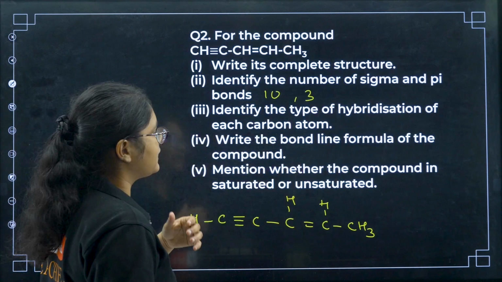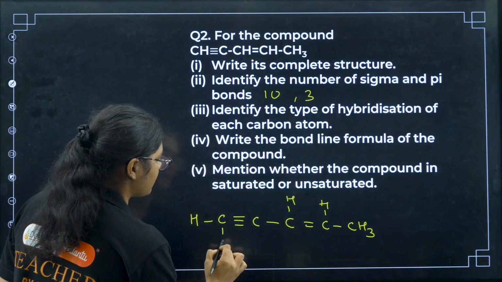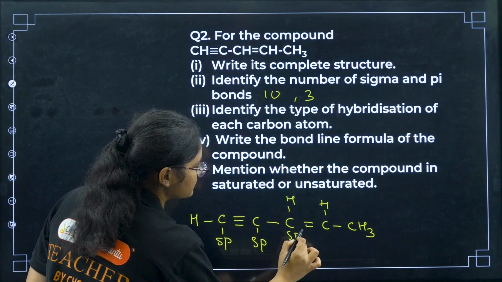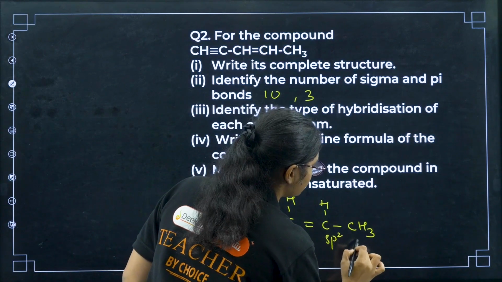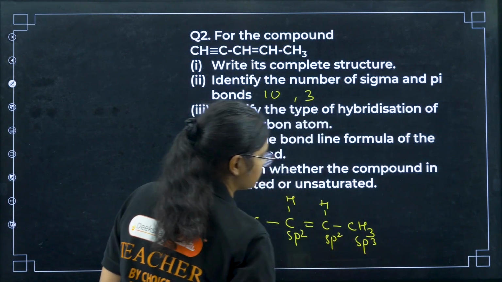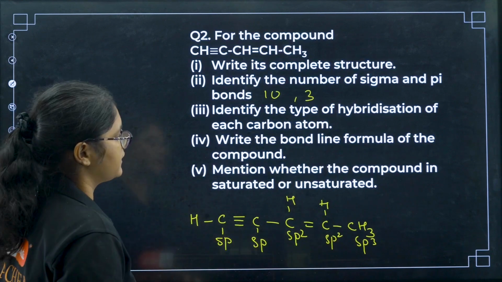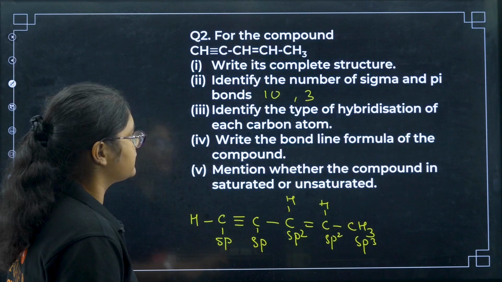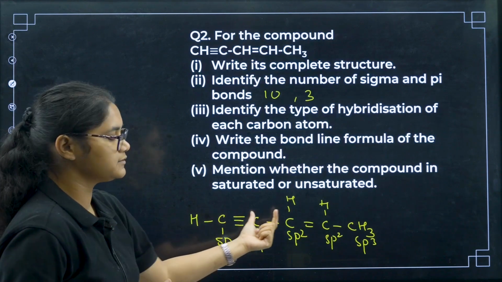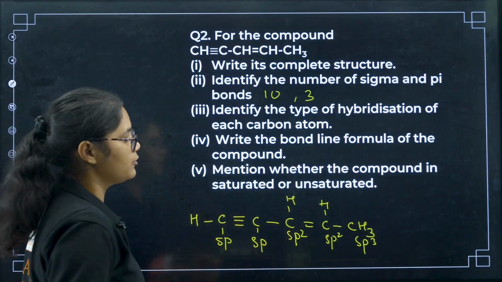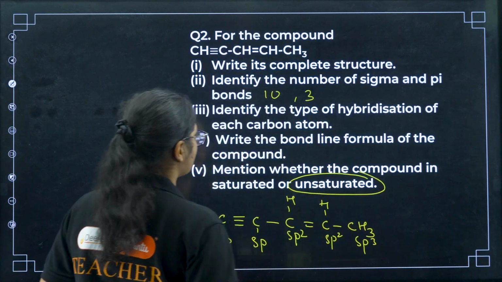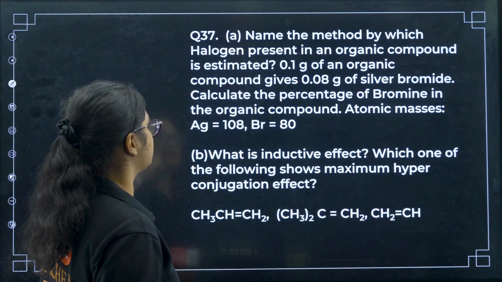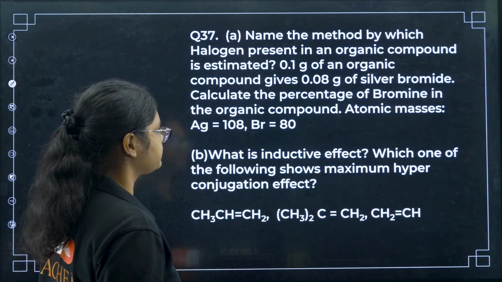Okay, identify the type of hybridization of each carbon. So if you have 2 sigma bonds, this is sp, 2 sigma bonds, this is sp, 3 sigma bonds, this is sp2, 3 sigma bonds, this is sp2, and 3 sigma bonds, this is sp3, 4 sigma bonds, that is sp3. Next, write the bond line formula. You can just draw the bond line formula here. Mention whether the compound is saturated or unsaturated. Because we have double and triple bonds, this compound is unsaturated. Okay, very simple question. Next, name the method by which the halogen present in the organic compound is estimated.